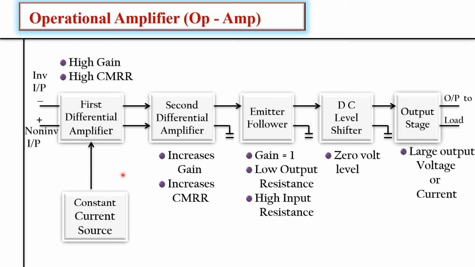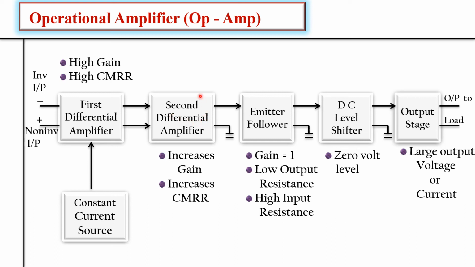What is the function of this stage? It provides high CMRR, high gain and high input impedance. Now this reduces the noise at the output and helps to reduce the drift. What is drift? That is change in output due to change in temperature, supply voltage and aging.